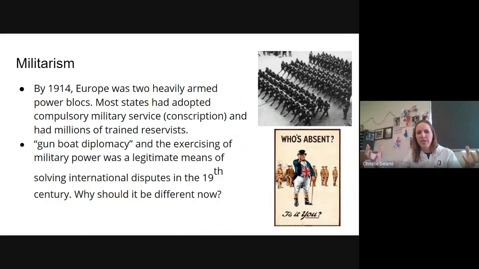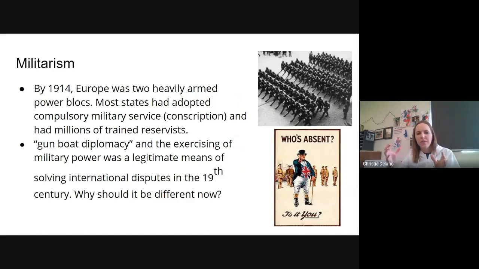By 1914, most countries had conscription, or what we call mandatory military service. And this meant they didn't have thousands of trained soldiers, they had millions of trained soldiers, right? To put this in context, the Canadian Armed Forces has between 60 and 80,000 professional soldiers. Europe in 1914 had millions per nation, which meant you had a lot of expendable manpower.